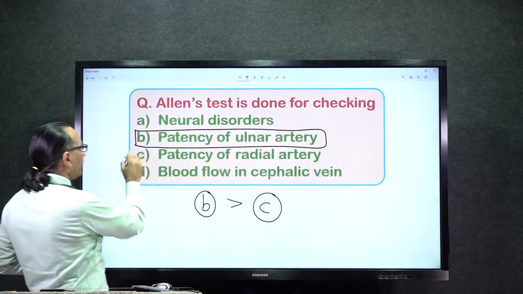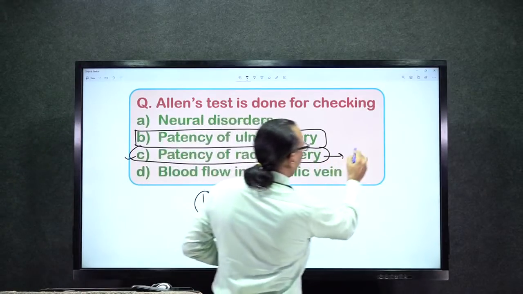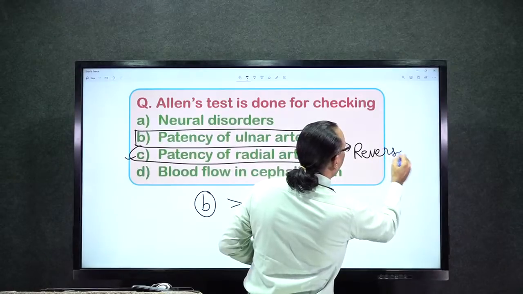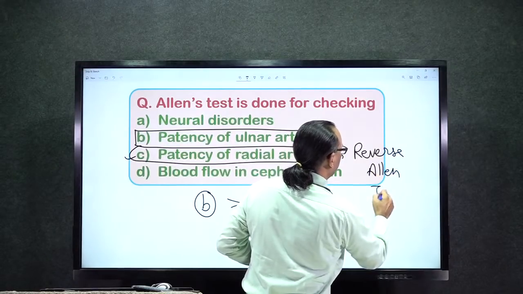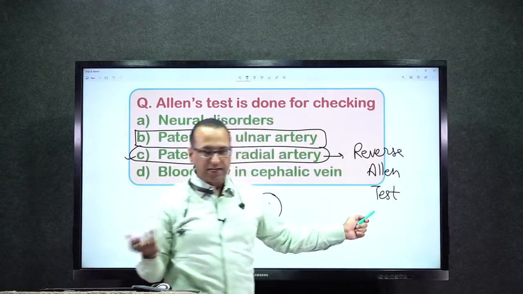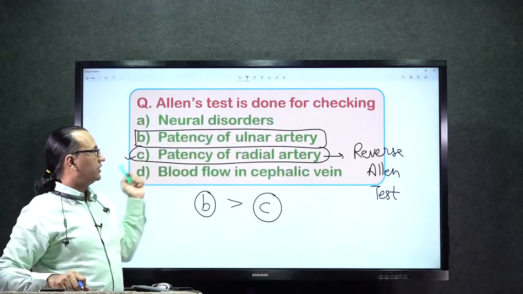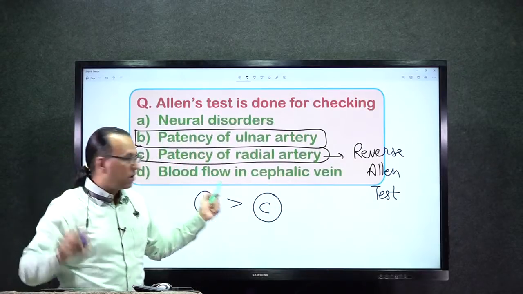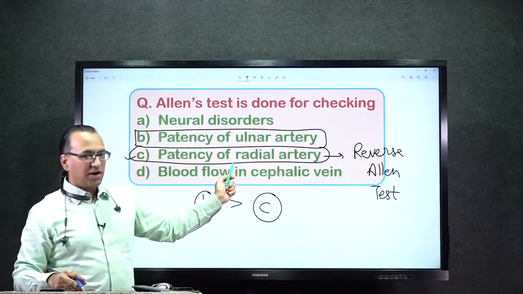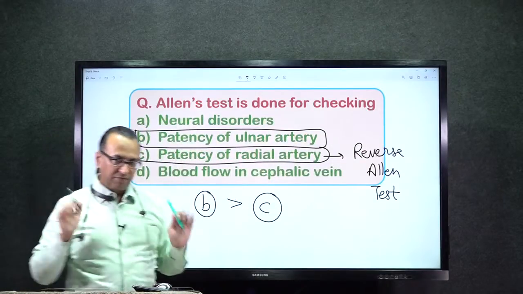But it will be more specifically an answer if somebody has asked you reverse Allen test. So this question has come. Reverse Allen test. Which artery do you check patency of? In reverse, R for R. Reverse is for radial artery. So in this question, you have a double answer.